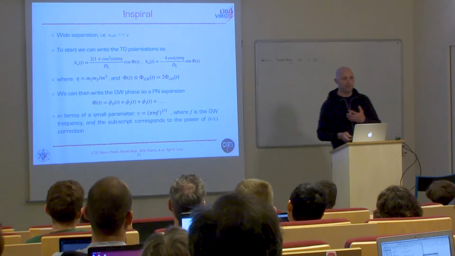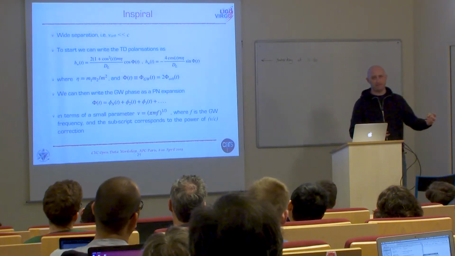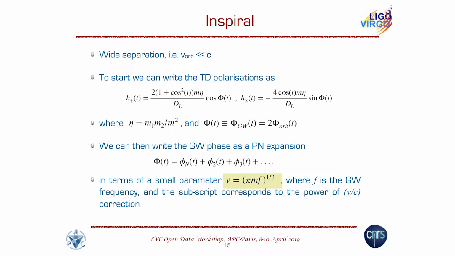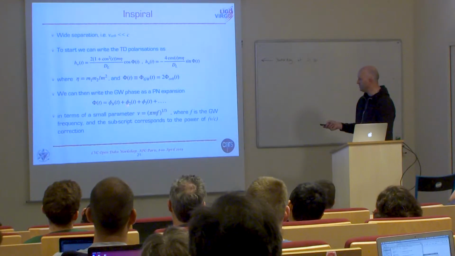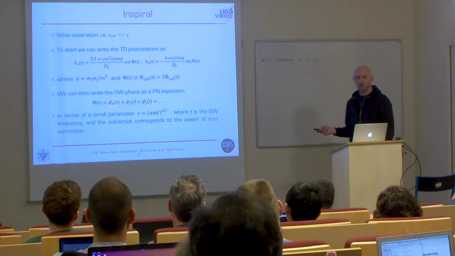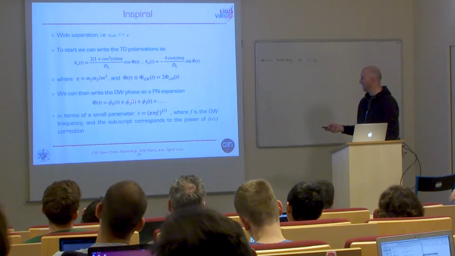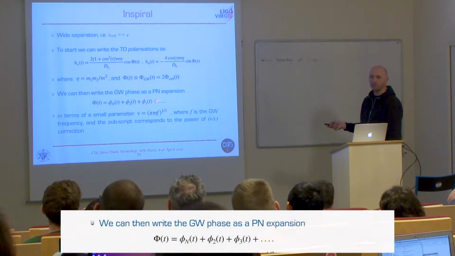Then what we can do is we can expand that phase as a post-Newtonian expansion of this form here, usually in terms of a very small parameter, which we're going to take to be this post-Newtonian velocity v. And each of the subscripts here corresponds to the power of v in that correction. So this would have v over c squared, v over c cubed, etc.